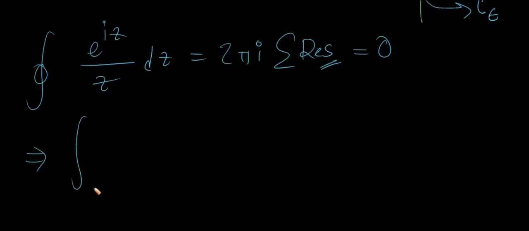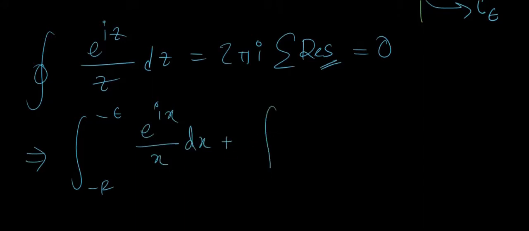So let me just write that down. This will be from minus R to minus epsilon. Here the whole thing is lying on the real x line. That means there is no imaginary component, so this will just be e^(ix)/x dx. Then you'll have this plus epsilon to plus R part. This will also be the same thing.